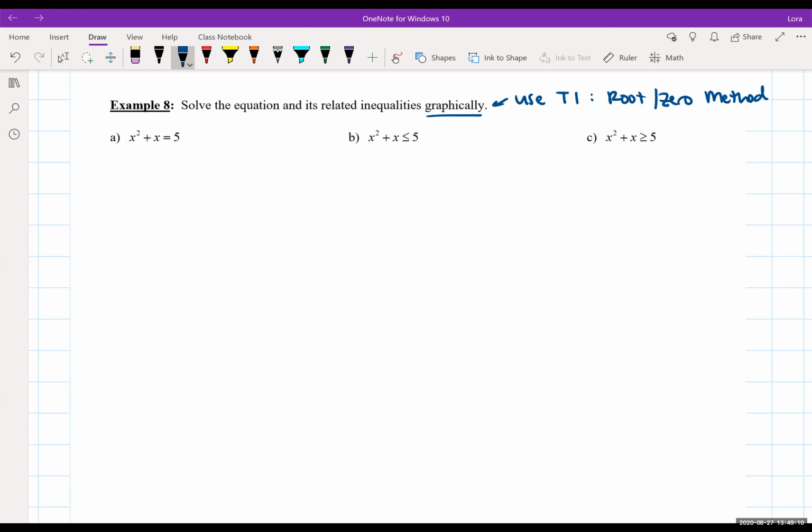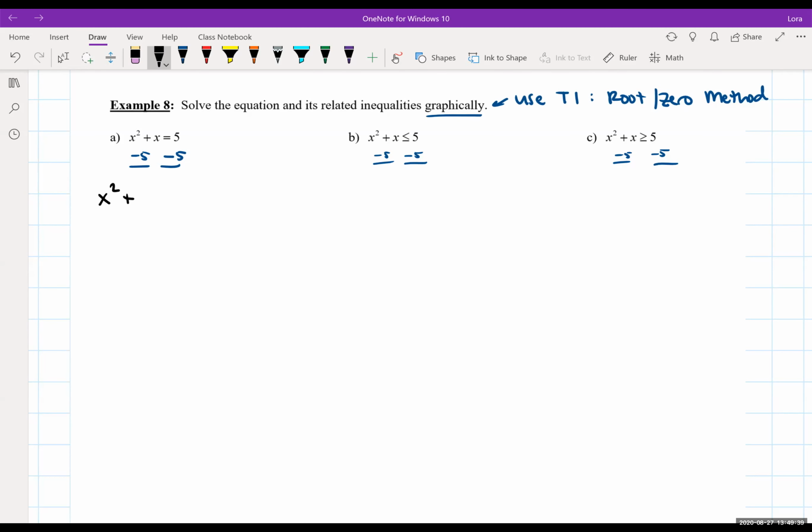But before I start everything, if I am using the root 0 method, I do have to move everything to one side so that I can compare the quadratic equation, or quadratic expression, to 0. So it's a lot nicer to try to move a constant over. All I'm doing for each of these is subtracting 5 from the right-hand side so that I can get my quadratic equations and inequalities in standard form.